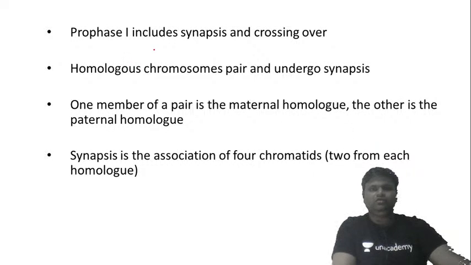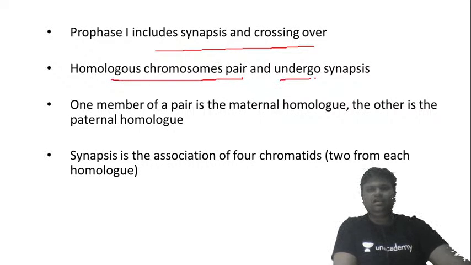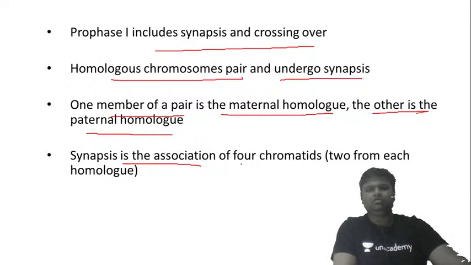So prophase 1 includes synapsis and crossing over. Homologous chromosomes pair and undergo synapsis. One member of a pair is the maternal homologue, while the other is the paternal homologue, and synapsis is the association of four chromatids, two from each homologue.